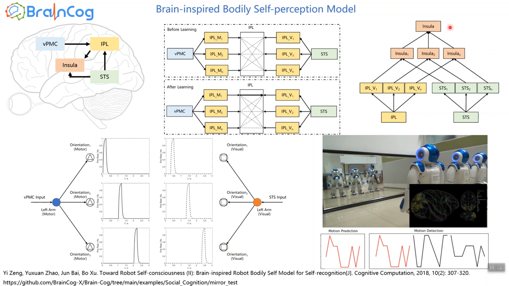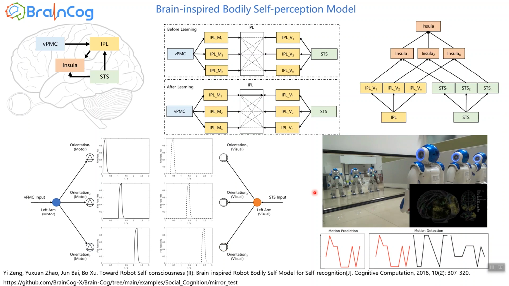The insula relies on self-representation in the computational model. When the agent detects that the motion in the visual field is generated by itself, the insula is activated. The insula receives information from IPLV and STS. IPLV outputs the visual feedback information predicted according to its own motion information, while STS outputs the motion information detected by vision. If both activate the same neuron, that neuron in the insula is activated.